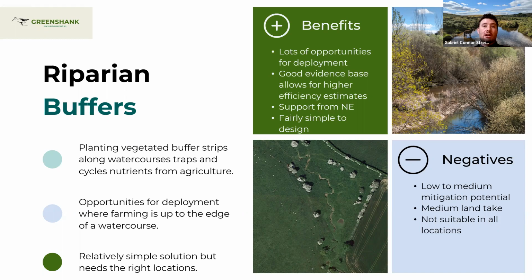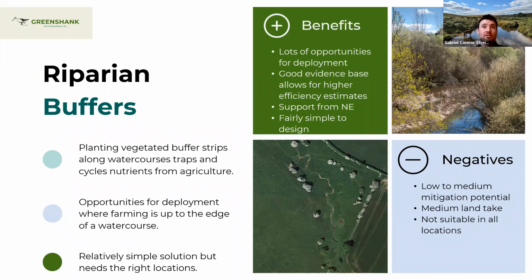The land take for them as well, I mean, we're probably looking at wanting to deploy buffer strips of at least 10 meters wide along watercourses, which obviously, if you start looking at doing that at scale along many kilometers of watercourse, the actual land take for that does start to creep up a bit.